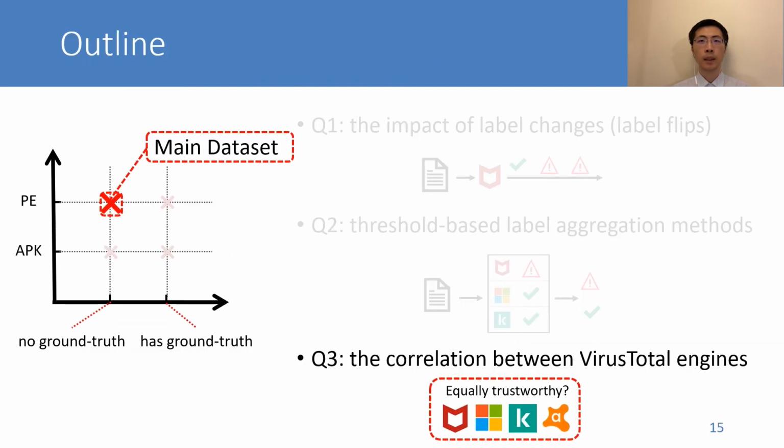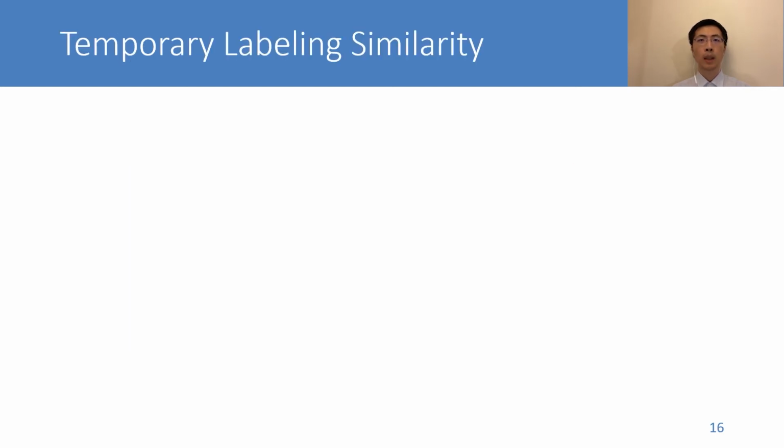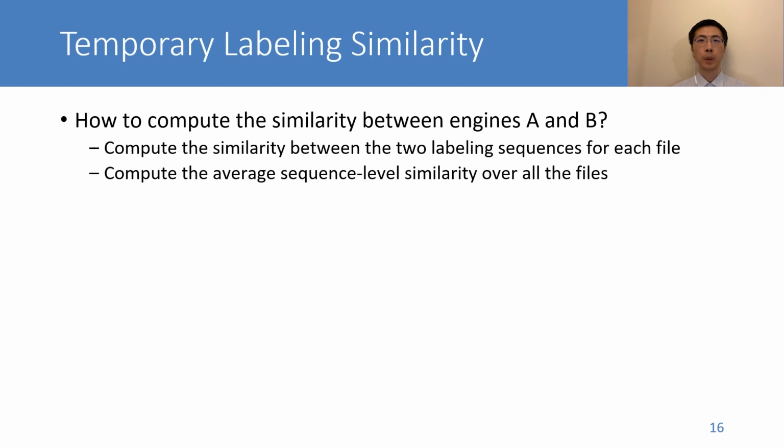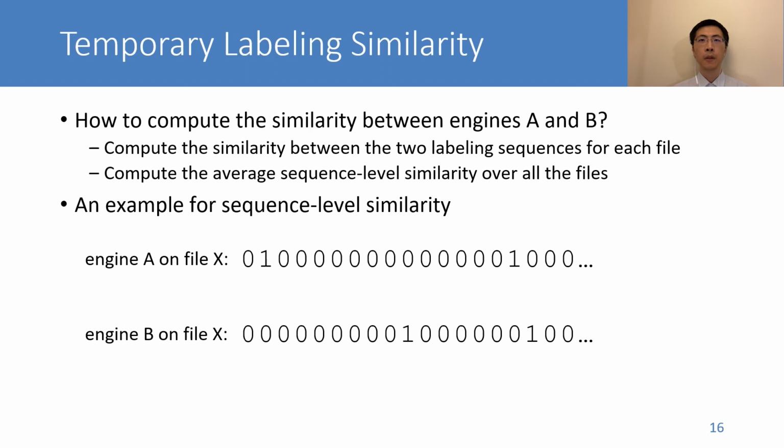Now we are going to study whether engines are independent by inspecting how similar their detection results are. We take 2 steps to compute the similarity between engine A and engine B. We first compute the similarity for each pair of labeling sequences when the 2 engines analyze the same file. We then compute the engine similarity as the average sequence level similarity over all the files. Here is one example for how to compute sequence level similarity.